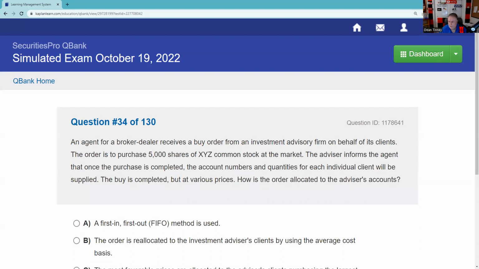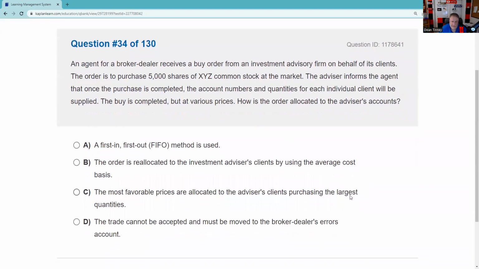An agent for a broker-dealer receives a buy order from an investment advisory firm on behalf of its clients. The order is to purchase 5,000 shares of XYZ common stock at the market. The advisor informs the agent that once the purchase is complete, the account numbers and quantities for each individual client will be supplied. The buy is completed, but at various prices. How is the order allocated to the advisor's account? So first in, first out.